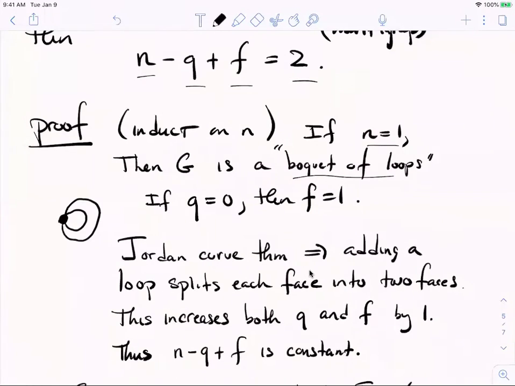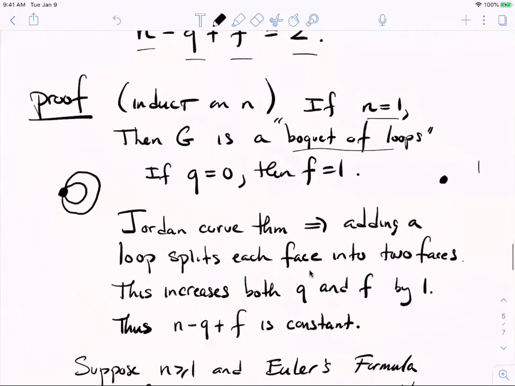If you don't have any edges, well, then you have one face. I could draw that over here. Here's a multigraph with no edges, and it has exactly one face. It's out there. And you can check the formula works. If you take 1, take away 0, plus 1, you get 2. I'll let you check that out.